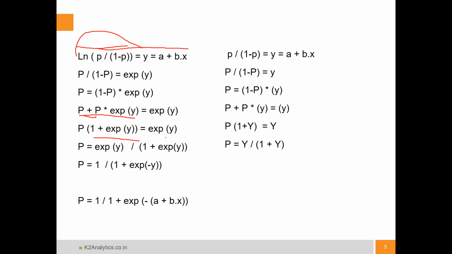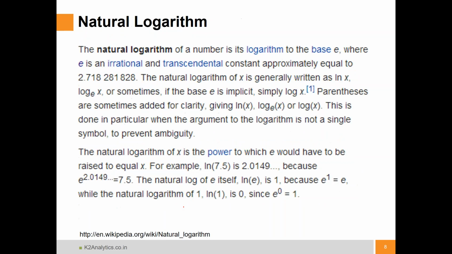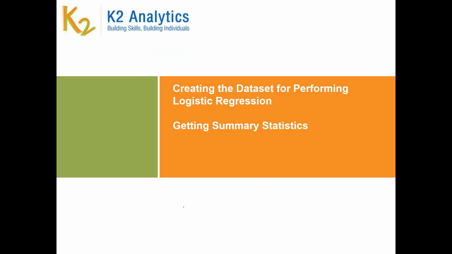I take this in the denominator. I get p is equal to exponential y upon 1 plus exponential y. That is 1 upon 1 plus e raised to the power minus y. What is that y? That is a plus b1 x1, b2 x2 and so forth. That's what we saw in our last session. We also understood this mathematical constant, the natural logarithm, in the logistic regression equation.